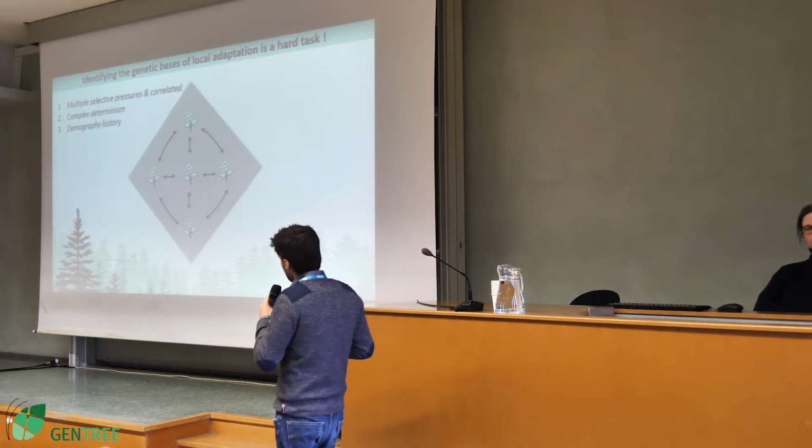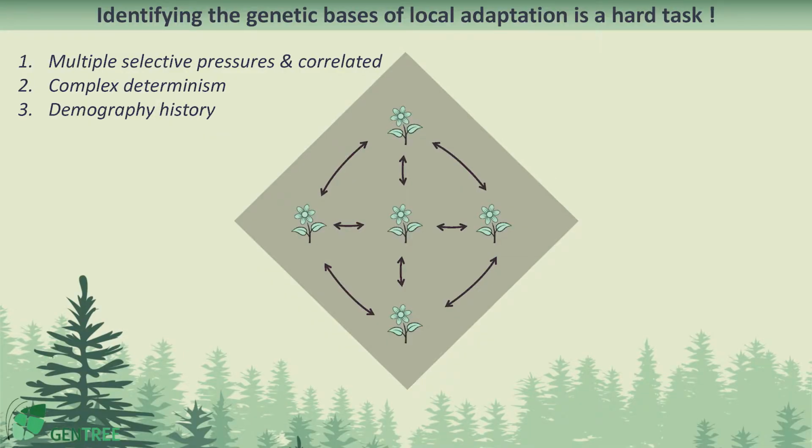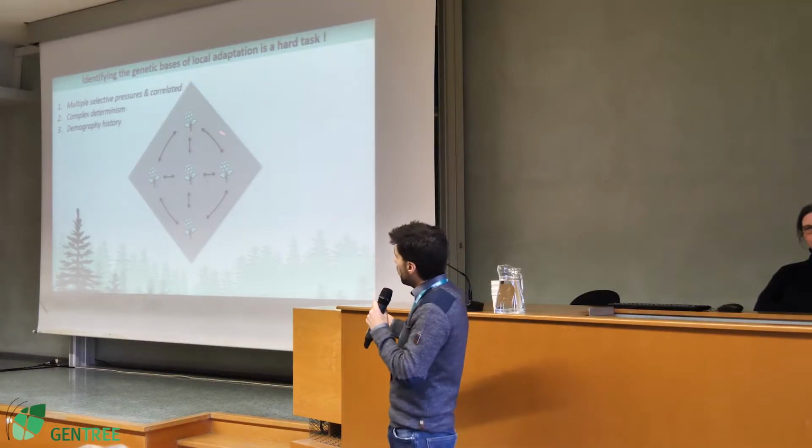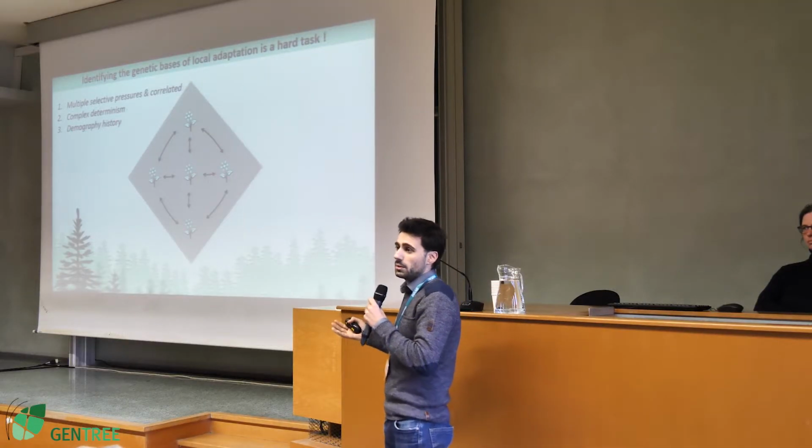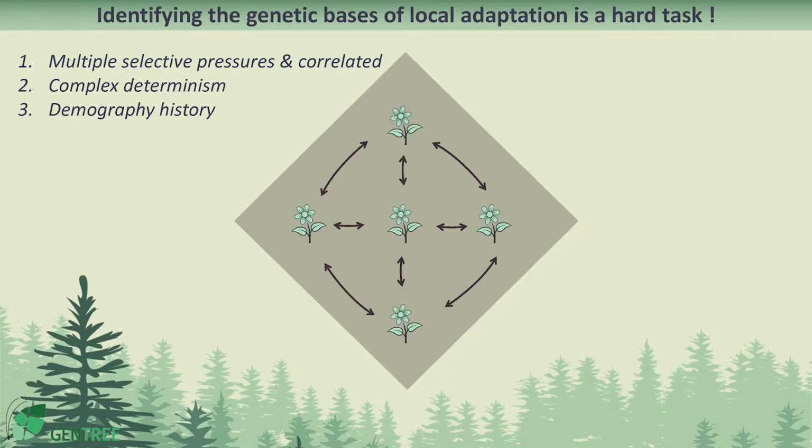And last but not least, the phenotype of an individual, when you measure it today, includes all the evolutionary history of these individuals. So it includes the effect of natural selection, but also the effect of random forces like genetic drift.